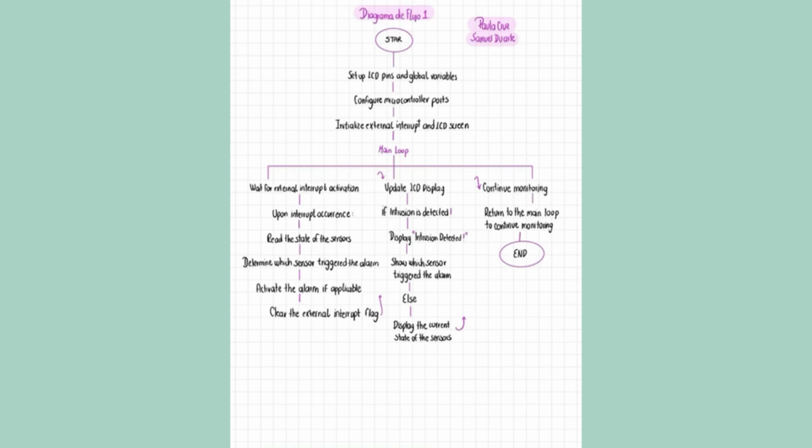activate alarm if applicable, clear the external interrupt flag, then update the LCD display. If intrusion is detected, display "intrusion detected" and show which sensor triggered the alarm, else display the current state of the sensors. Continue monitoring, return to the main loop to continue monitoring, and finally end.